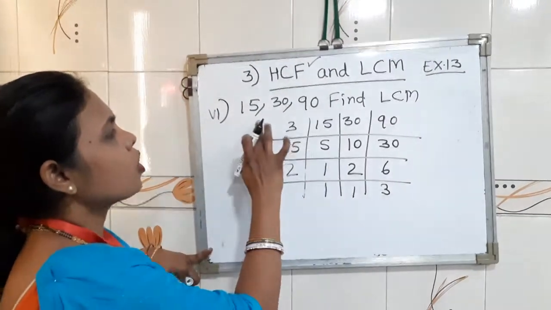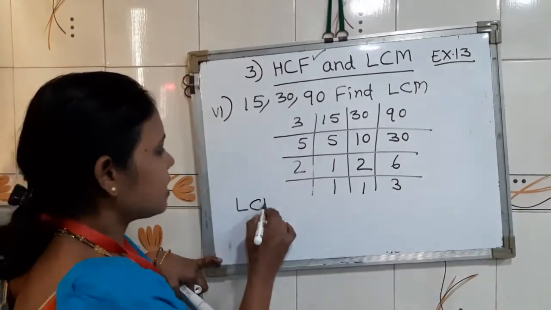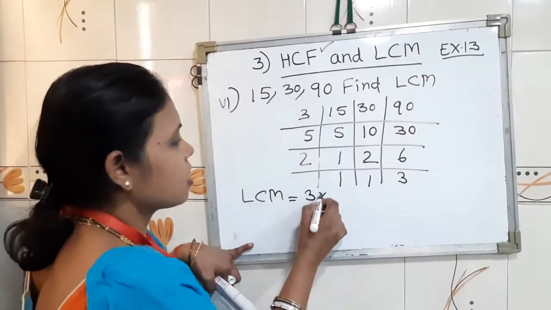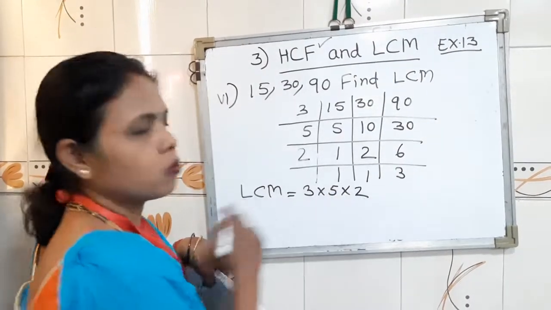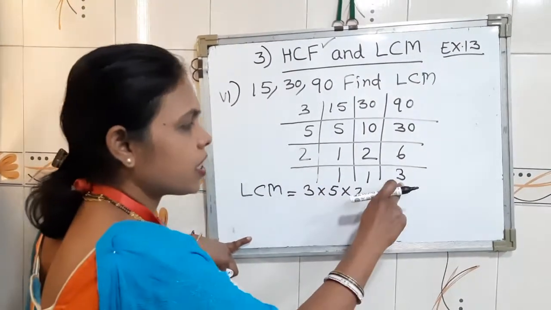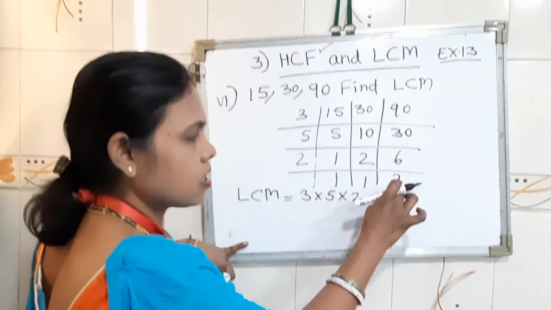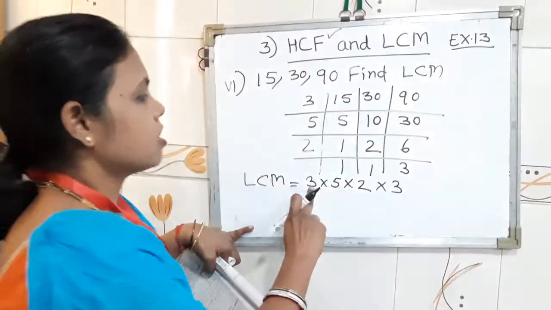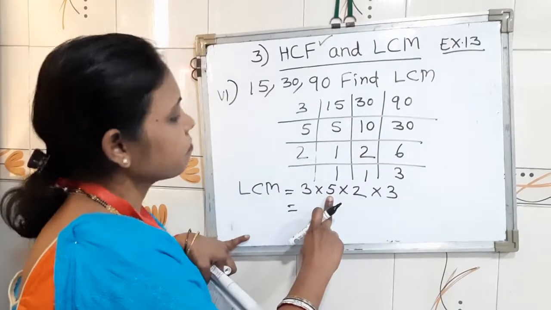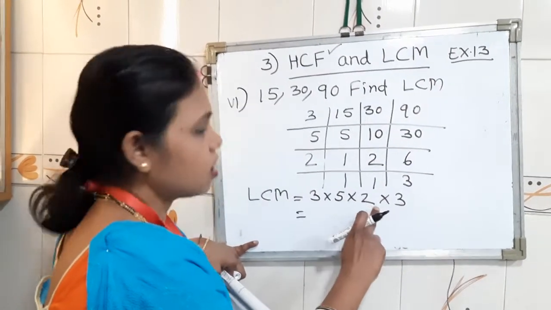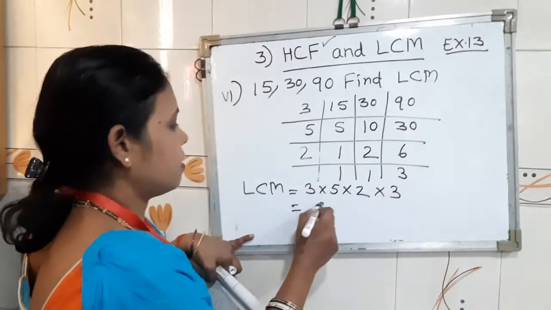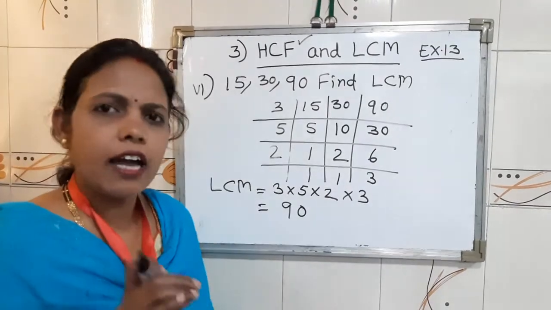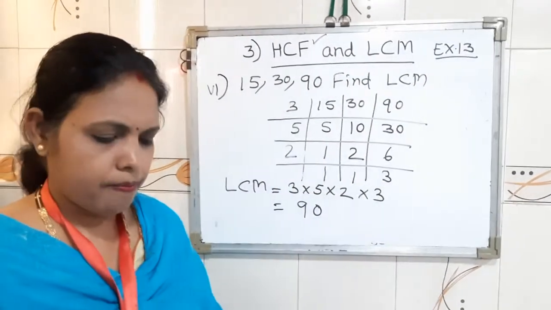Now, children, what did you get? For the LCM, the common numbers are 3 into 5 into 2. After that, the remaining number is 3. Therefore, multiply all these numbers. 3 5s are 15, 15 2s are 30, 30 into 3 is 90. So, children, I hope you all understood the sum.